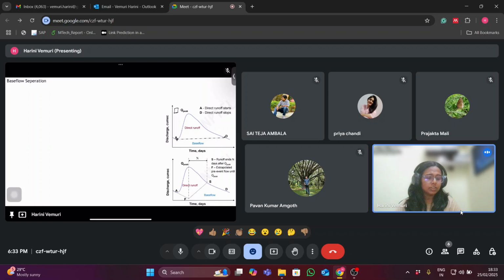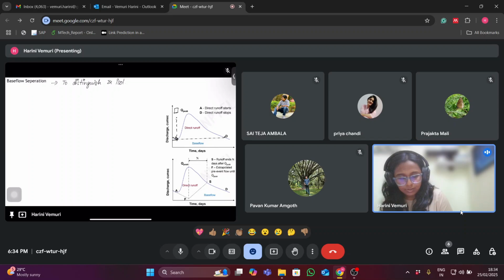Even if there is no storm, suppose the storm is starting at this point A, we see that slowly the peak will come. But before that also there is some flow. This is due to the water coming from the groundwater, that is the base flow. Generally what we are interested in is mostly the direct runoff, because we want to isolate the base flow component of the hydrograph. So in base flow separation, we try to distinguish and isolate the base flow component from the total runoff.